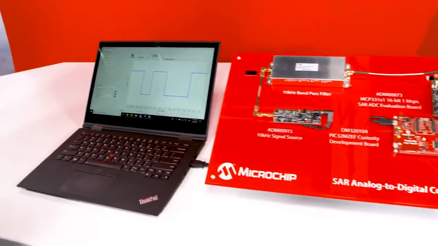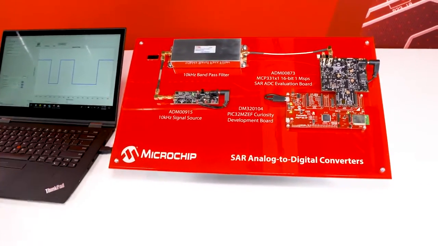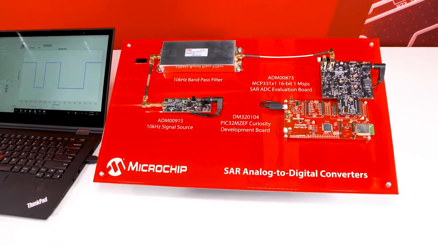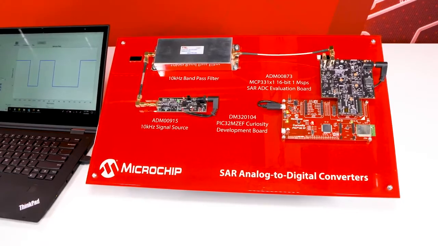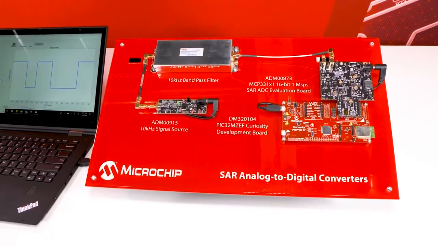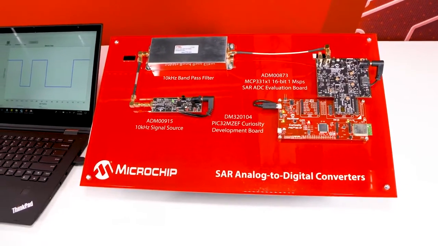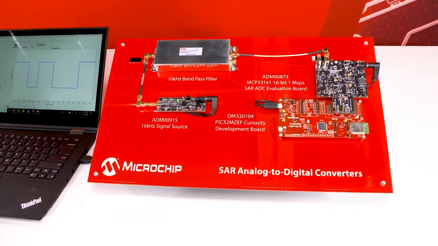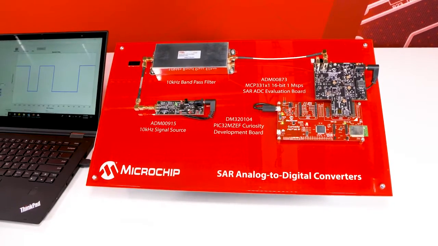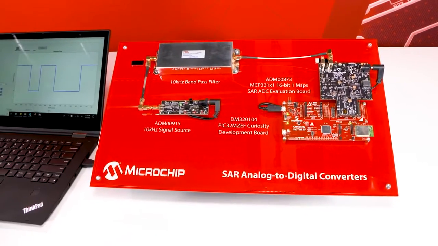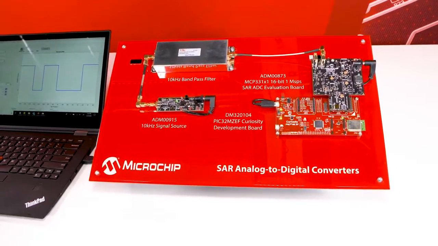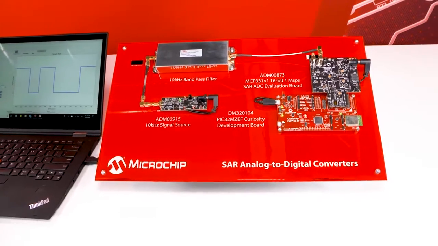The good news is that you can purchase the whole evaluation kit on our website. If you already have a Curiosity board, you can just purchase our SAR ADC evaluation board. But if you don't have a Curiosity board, I suggest purchasing the whole kit, because it comes with a Curiosity board and evaluation board, and the Curiosity board is going to be ready to go. It's going to be pre-programmed with firmware to run this GUI. And the GUI, as I mentioned, can be downloaded on our website.